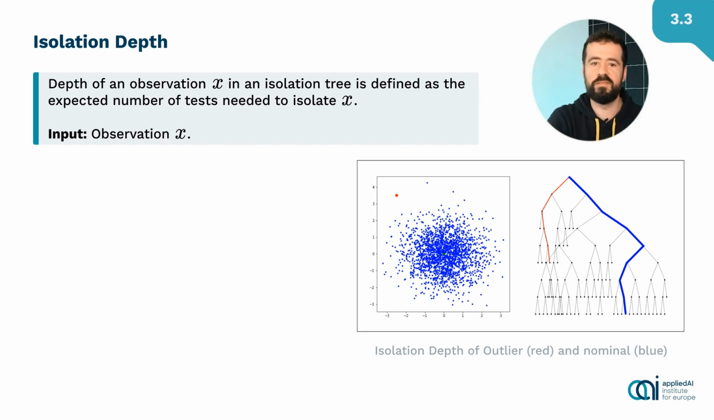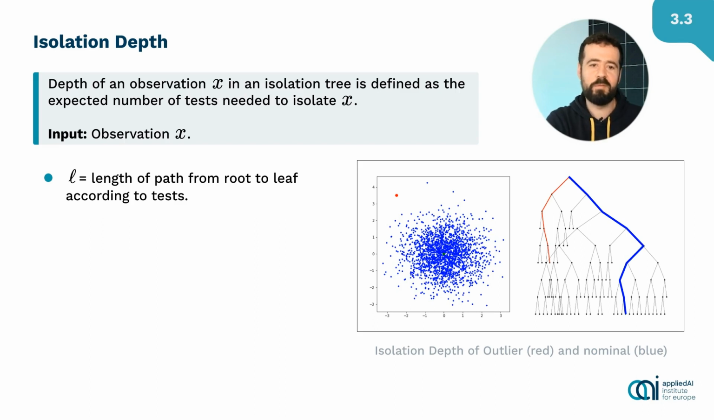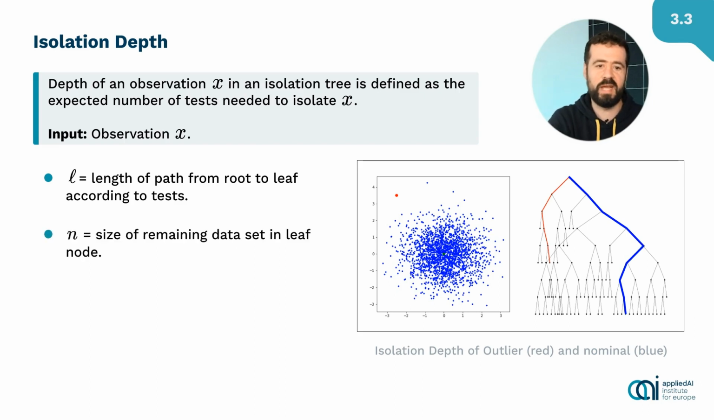So given an observation x, we can now start at the root and follow the tests that we've computed in the inner nodes. So this will give a unique path from the root to one of these leaves. Let's say this length is L. So it might happen that at this leaf there were still more than one data point in the data set. We'll call this number n.